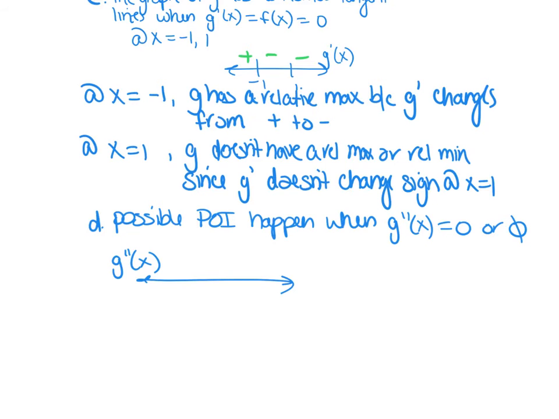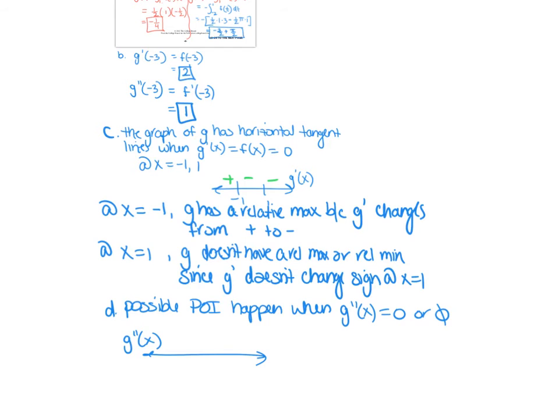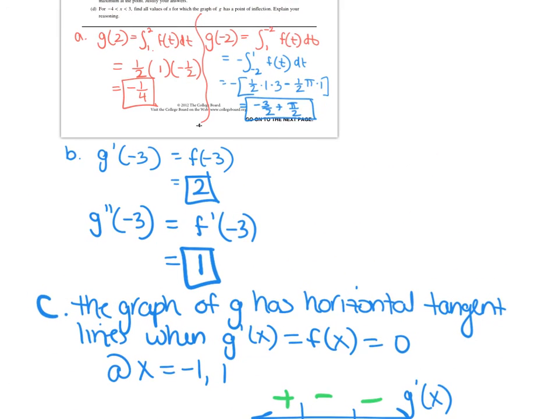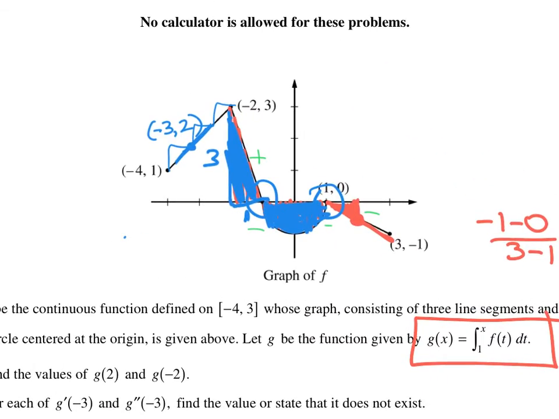Okay, so let's look here. So we're looking for where does our g double prime of x equal 0 or undefined. So that means the derivative of f. So when looking at this graph, where is your derivative of this function f? Because remember, that is your g prime. Where does this function have a slope of 0 or undefined?